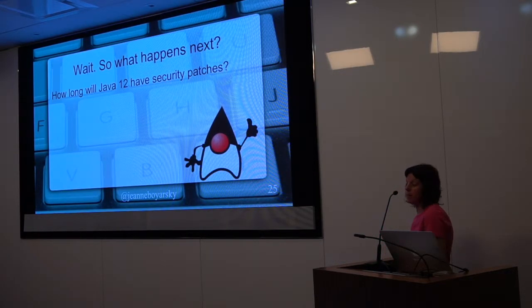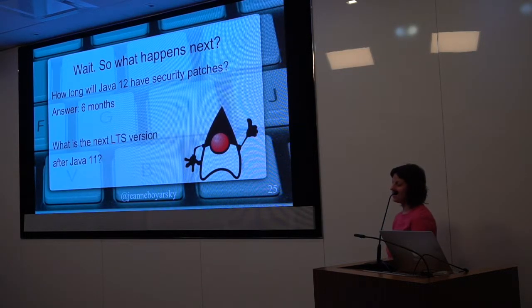Alright, so let's see if we've been paying attention. Who knows how long Java 12 will have security patches? 6 months. That's right, 6 months. Good. Everybody's still awake. Next one's a little harder. What's the next long-term support version after Java 11? 14. 17. 17. Who said 17?